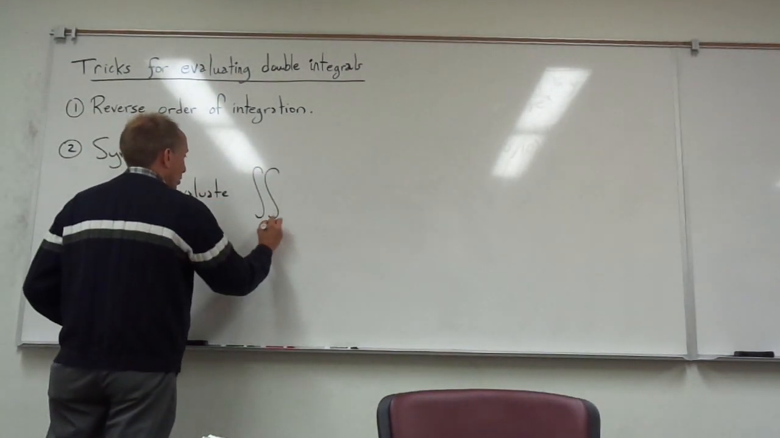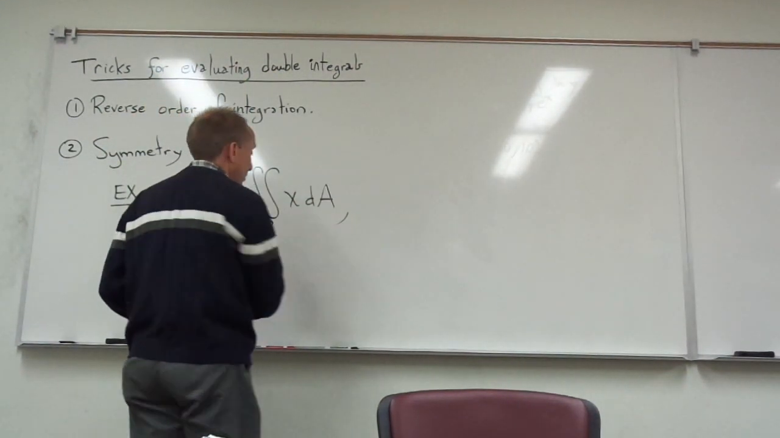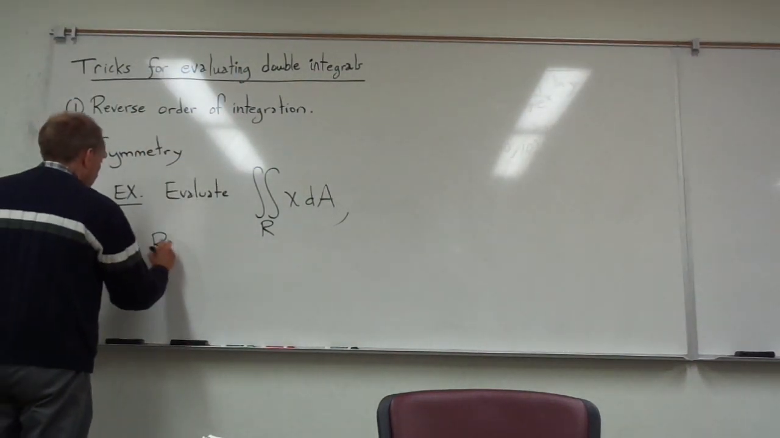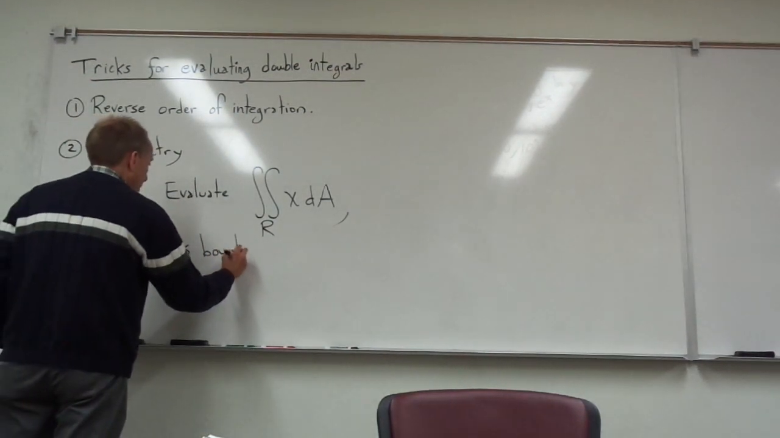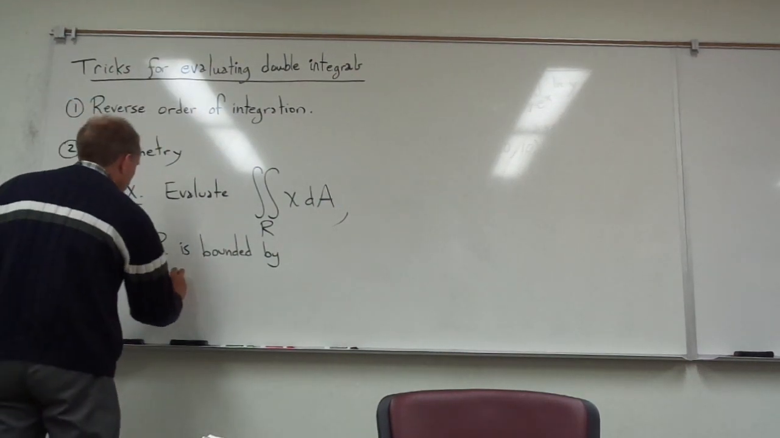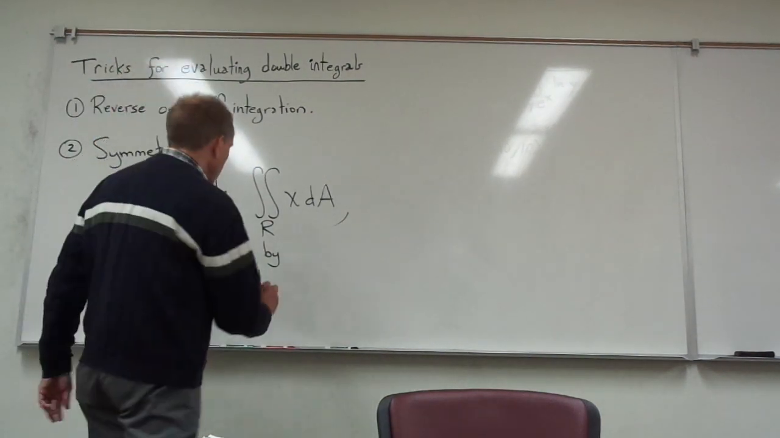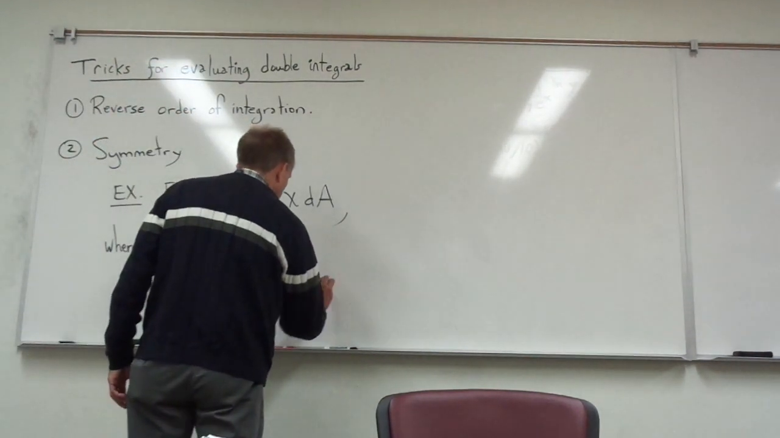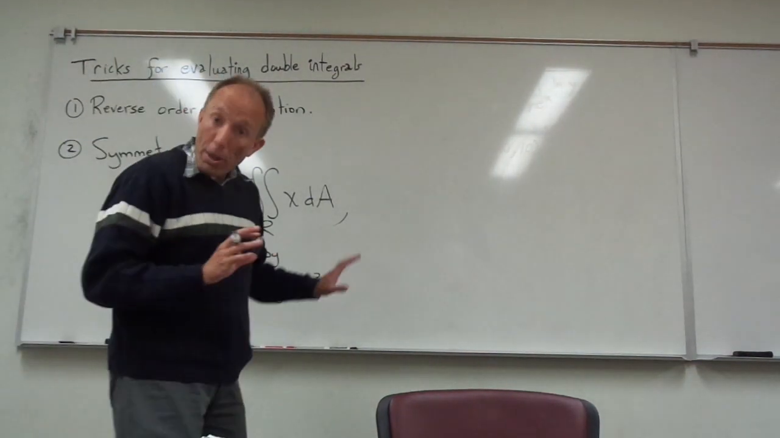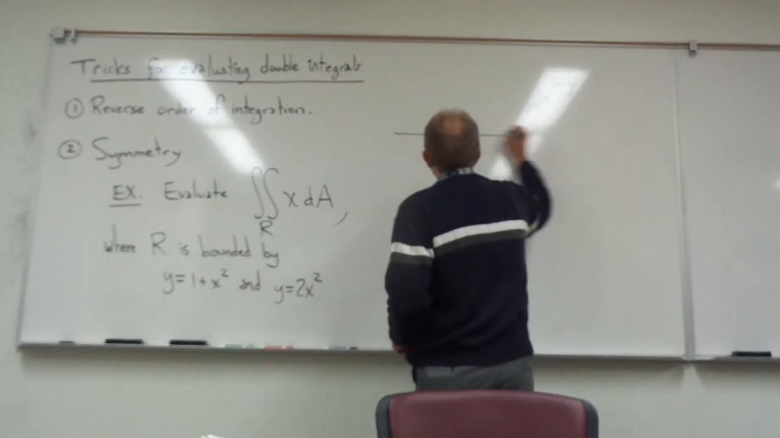let's say, a double integral over a region R of x dA, where R is bounded by y equals 1 plus x squared and y equals 2x squared. Let's try to evaluate this. So I'm going to draw a picture of the region first. We're going to see how the symmetry plays a role here in just a second. I'm going to draw a picture.